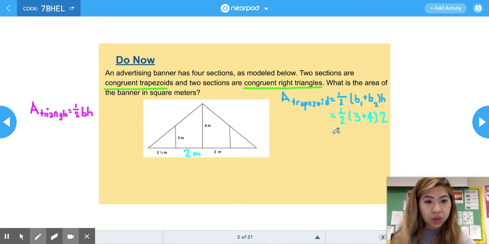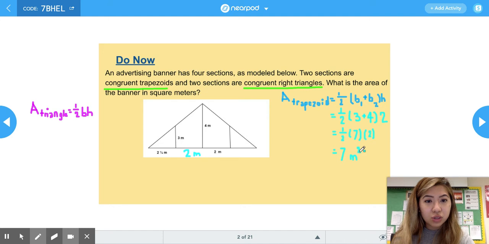So according to order of operations, I have to do whatever is in the parentheses first. 3 plus 4 is 7. Then I have to multiply. So 7 times 2 is 14. 14 divided by 2, or 14 times half, is 7. So my area of one trapezoid is 7 meters square.